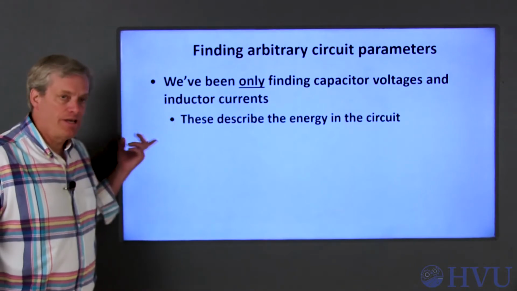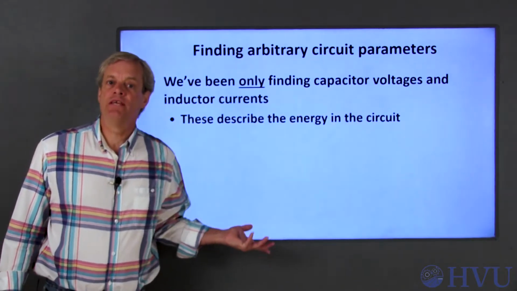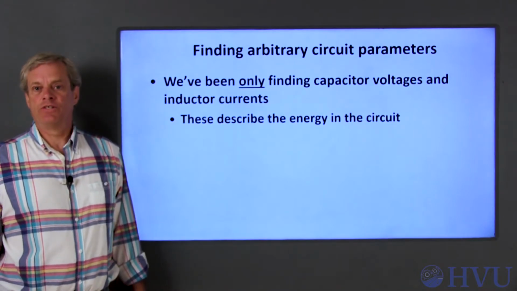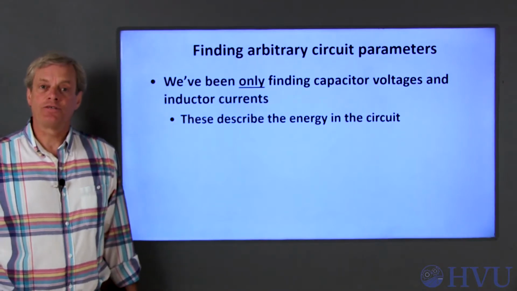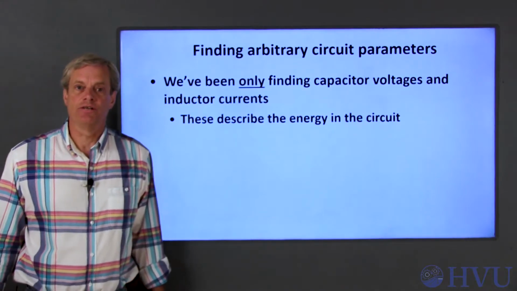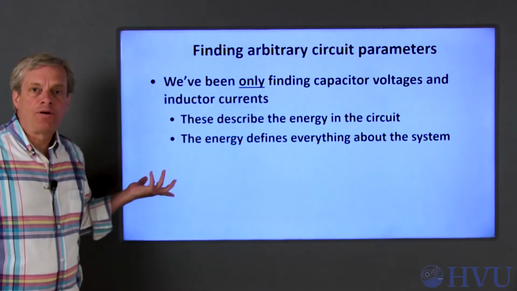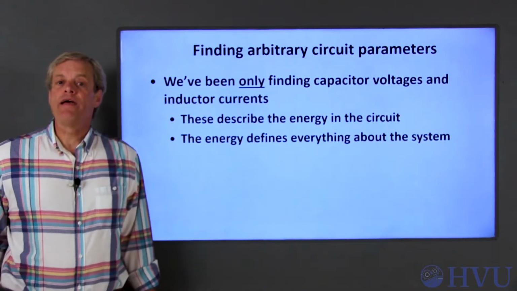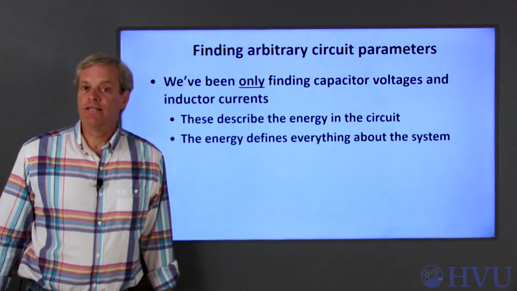The reason for this is that these values describe the energy stored in the circuit. A capacitor's voltage completely describes the energy stored in the capacitor, and an inductor's current defines the inductor's energy. An important property of dynamic systems is that if we know the energy stored in the system, we know everything about the system that we need to know.